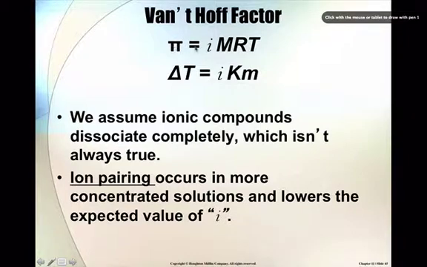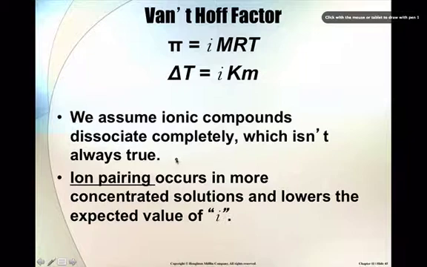So osmotic pressure is equal to the Van't Hoff factor times molarity times the gas constant times temperature. And then the change in temperature, whether it's the boiling point or the freezing point, is going to be equal to the Van't Hoff factor times that constant times the molality of the solute. So we assume ionic compounds dissociate completely, which is why we were always getting those whole numbers, but this isn't always true. The reason it's not always true is because of ion pairing.